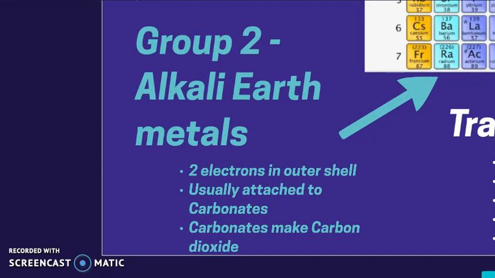Okay, so if we have a look at group 2 then, group 2 are called the alkali earth metals, and they have 2 electrons in their outer shell. The thing we talk about with group 2 is that most times they talk about group 2 being attached to a carbonate. A carbonate is a chemical that can be broken down by thermal decomposition to make carbon dioxide. So if you ever see CO3 or anything that's a carbonate, you just think straight away that makes carbon dioxide. And to test for carbon dioxide, you bubble the gas through lime water and it will turn cloudy.